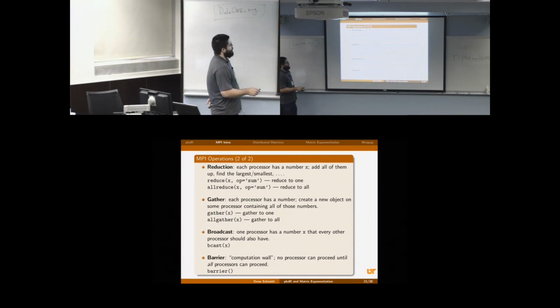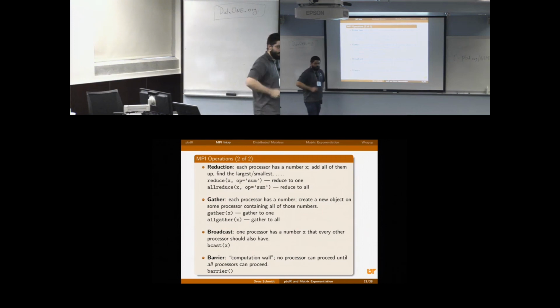Gather, you imagine each process has a number, and when I say a number, this could be a much more richly structured object. This is just an example. Create a new object on some processor containing all of those numbers. So gather is gather to 1, by default rank 0. All gather to all. Broadcast is just bcast, and it is what it is. Barrier, just barrier open, close paren, and it is what it is.